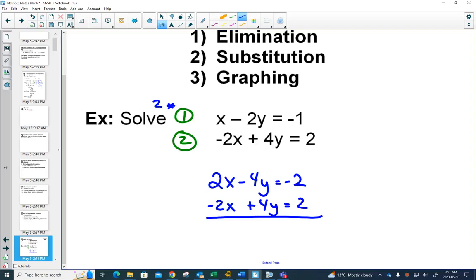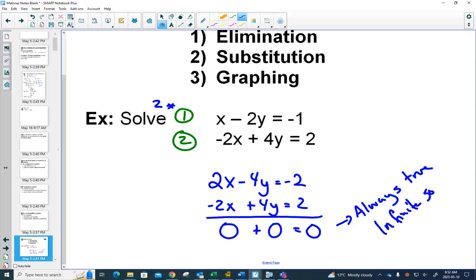And I get the following. 0 plus 0 equals 0. And you start to feel, did I do something wrong? No. What we have here is, by the way, just to make sure, I hope you know that this is always true. 0 equals 0. That is true. And if it's always true, this is the idea here that we have infinite solutions.